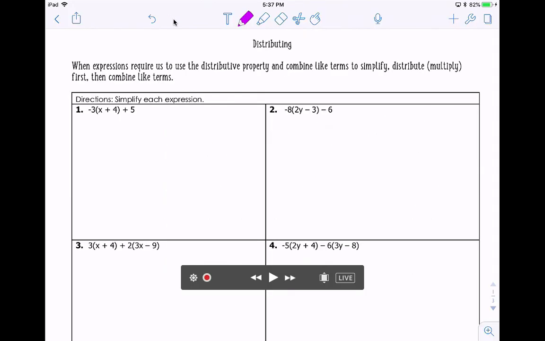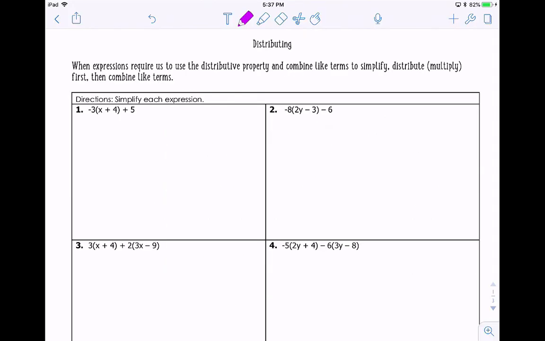Okay, so today's notes for algebra are going to be on distributing or distribution. So the top just says, when expressions require us to use the distributive property and combine like terms to simplify, we distribute or multiply first, then combine like terms. So hopefully you remember that parentheses mean to multiply.